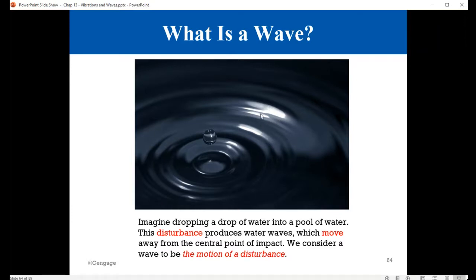So one way to define a wave is to say that it is a motion of disturbance. Originally, there was a disturbance here at the impact point. This disturbance traveled away with time. So we may think of a wave as a motion of a disturbance.